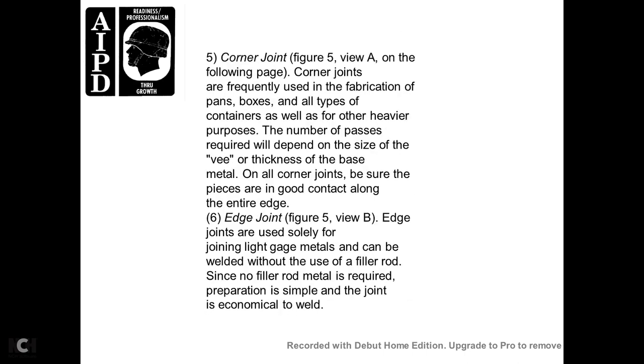Five, corner joint. Figure 5, view A, of the following page. Corner joints are frequently used in the fabrication of panels, boxes, and all types of containers as well. For heavier purposes, the number of passes required depends on the size of the V and the thickness of the base metal. As with all other corner joints, be sure that the pieces are in good contact along the entire edge.